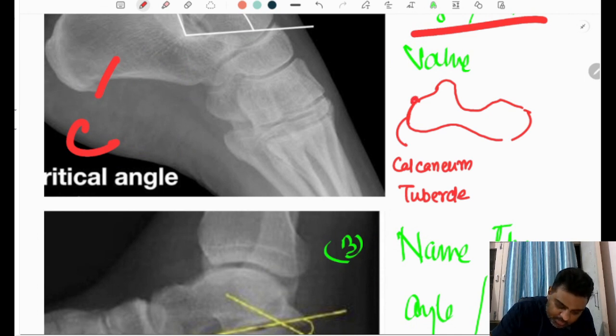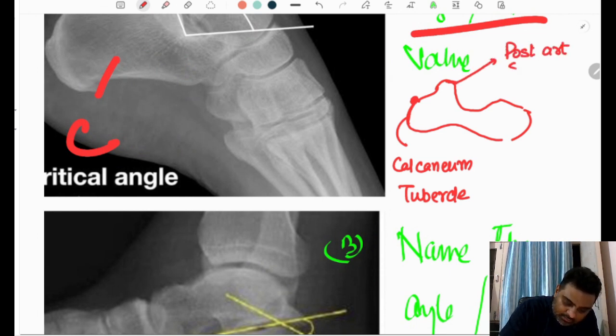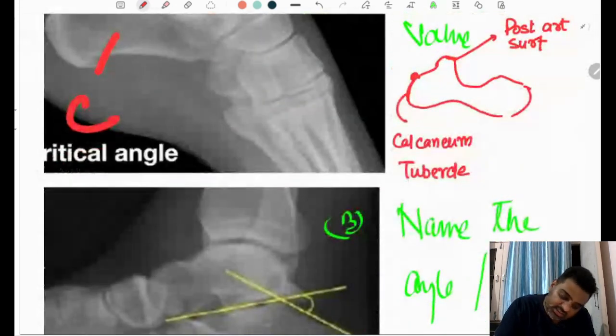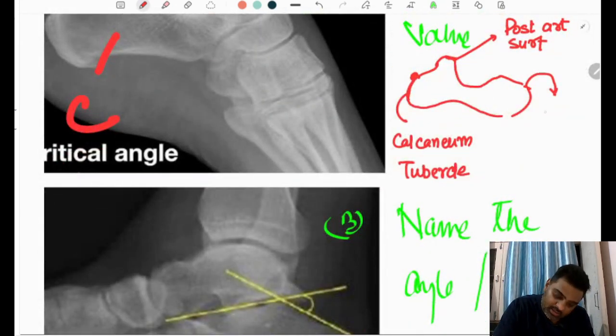This is the highest point of the calcaneum tubercle. This is the posterior articular surface. Sorry, and this is the anterior articular surface.